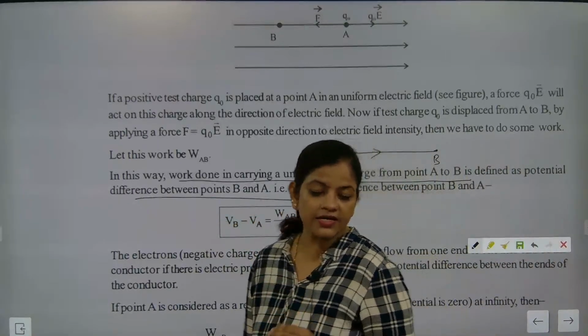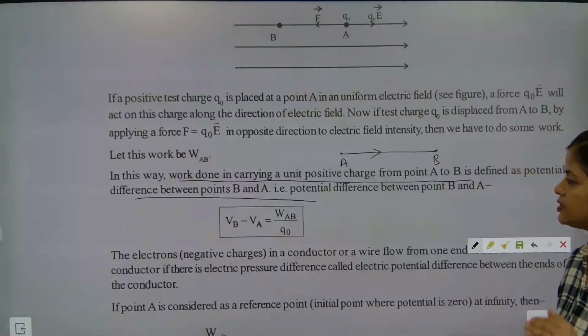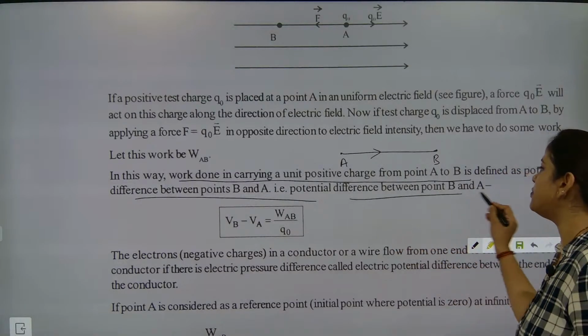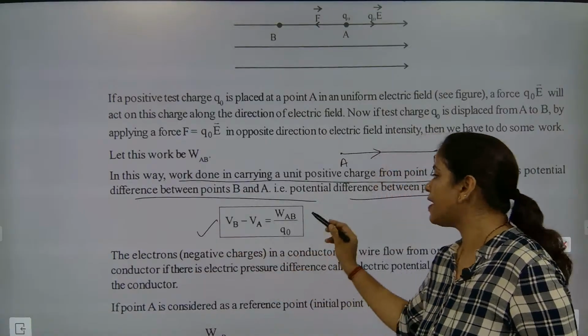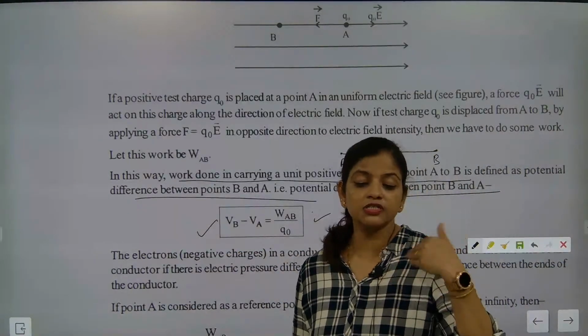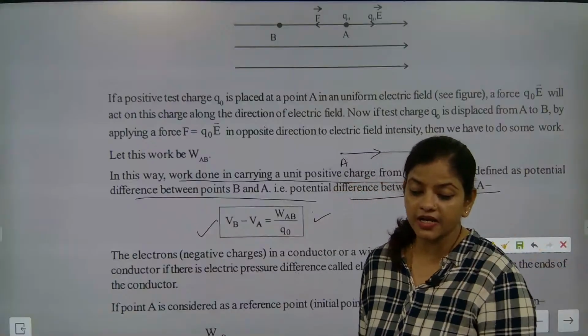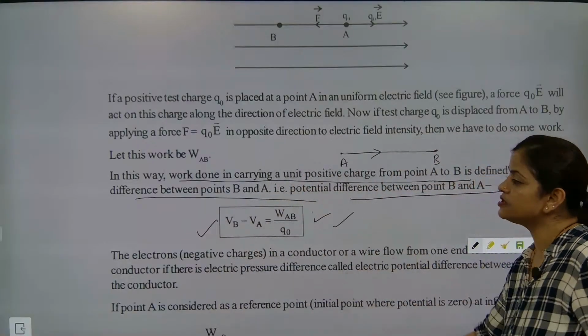And this is exactly considered as potential difference between points B and A. And potential difference between points B and A will always be written as VB minus VA by work done. How much work is done? See, this is because displacement is there. Now the charge is moving, and the amount of charge that is moving is Q naught. So this is the formula.